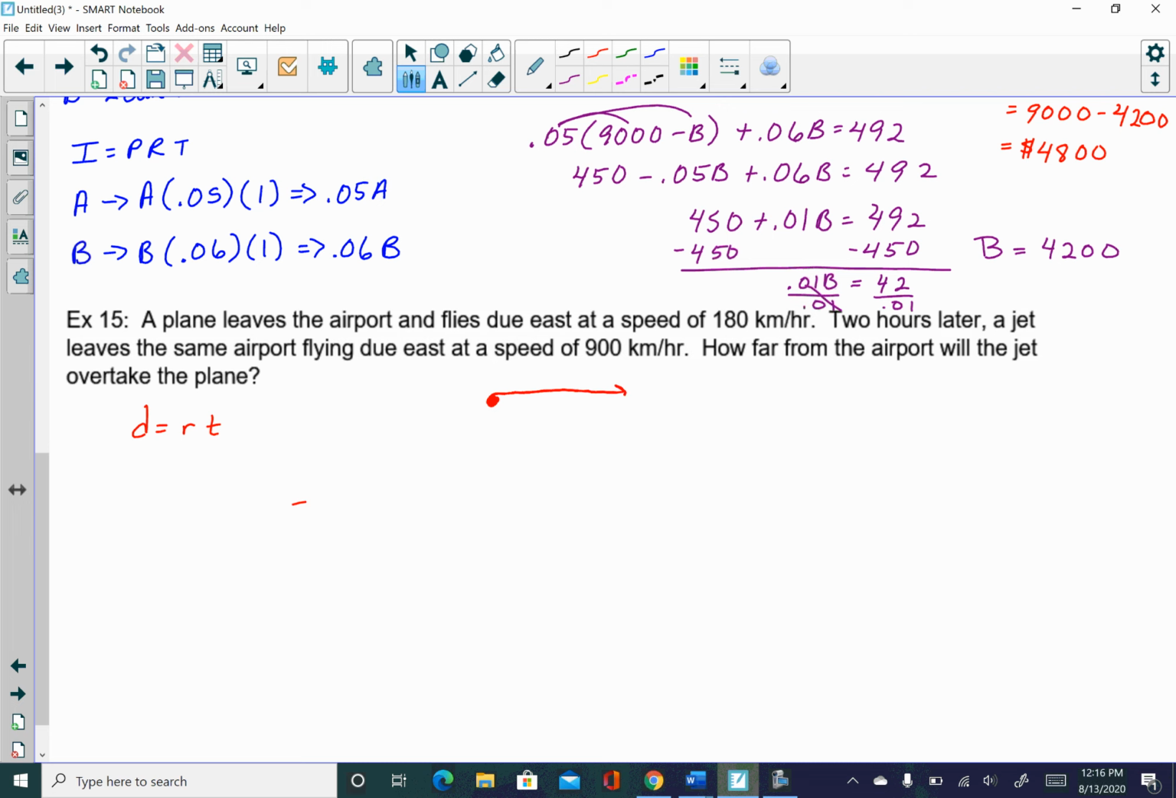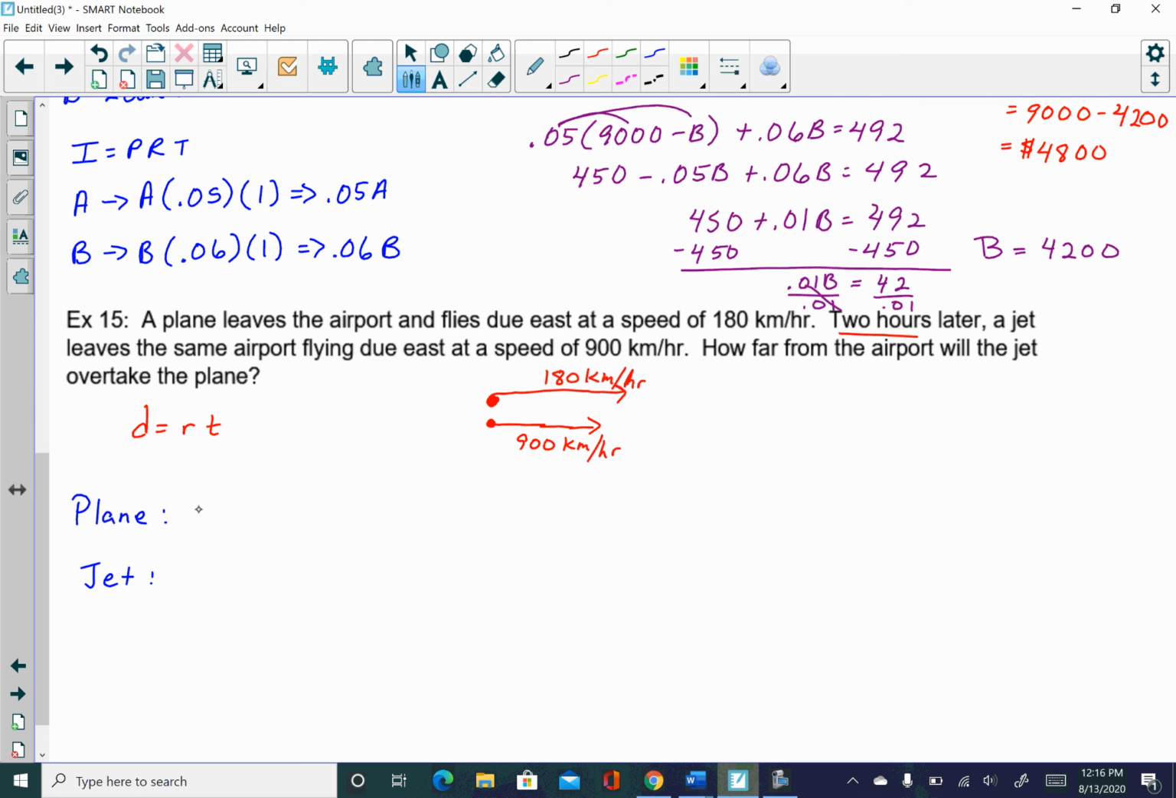One's traveling at 180 kilometers per hour, and then the other one is leaving the exact same spot, just traveling a lot quicker, and it's leaving a little later at 900 kilometers per hour, 2 hours later. Okay, all right, so let's look at our two modes of transportation here. We have a plane and a jet.